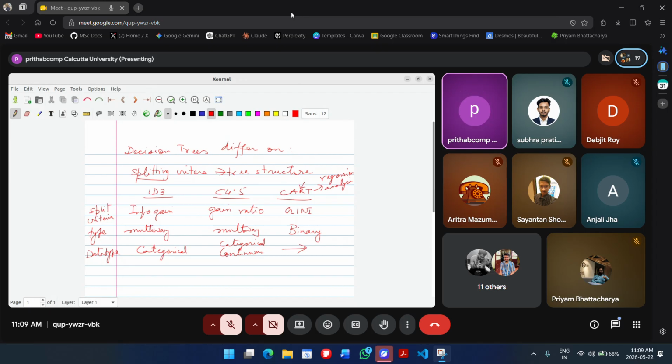Then what about if there are missing values? How does it cater to that? ID3 cannot handle missing values, but C4.5 can handle missing values and CART also can handle missing values. If you talk about regression, ID3 cannot be used for regression, C4.5 cannot be used for regression, but yes, CART can handle regression.